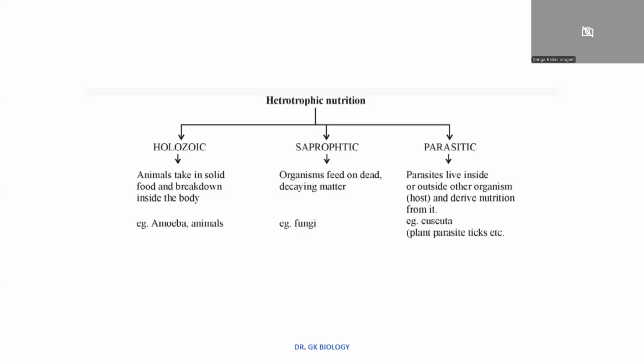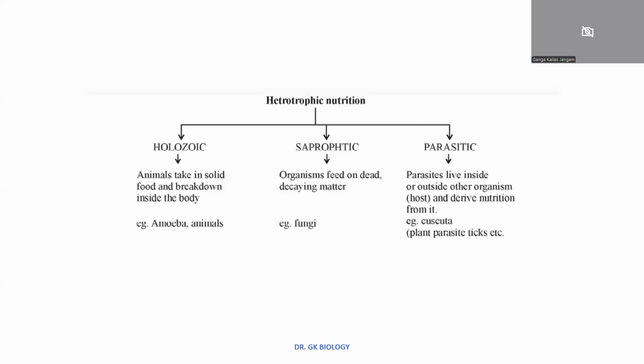And here we can see the saprophytic mode of nutrition. Here the organisms feed on dead and decaying matter, meaning the organisms obtain their food from other organisms. As we know, fungi obtain food from dead and decaying matter, simply breaking down the complex substances into simple substances outside the organism, and later they obtain that food. Examples: fungi.